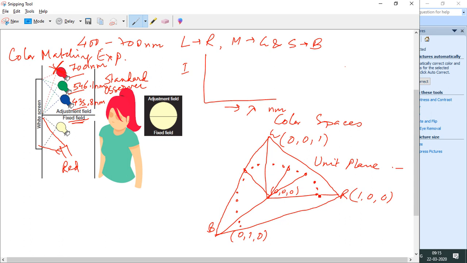So next thing that I will do is I will join all these points, right? This particular locus that I got is basically known as the spectral locus. This spectral locus represents all the visible colors, all the colors that are visible to the human eye within the visible spectrum. I am repeating. By joining all the points that the standard observer saw in this RGB unit plane, this is known as the spectral locus. Why? This will contain all the colors that are visible to the human eye, right?